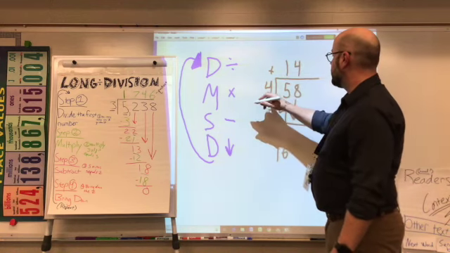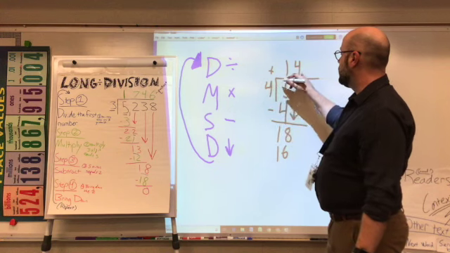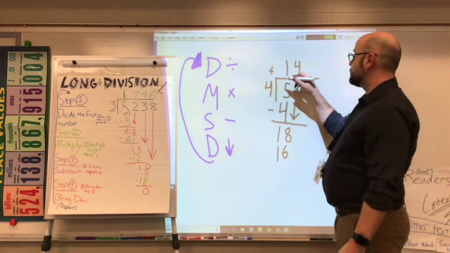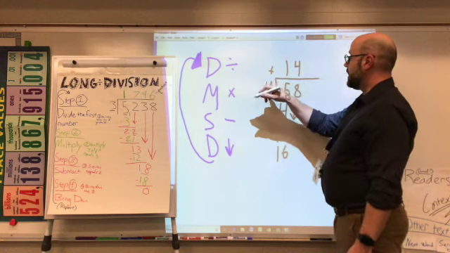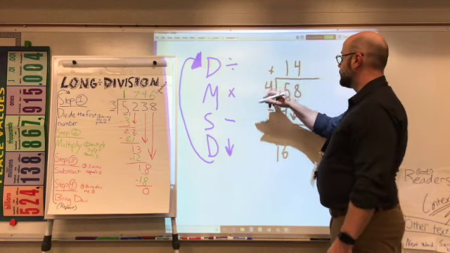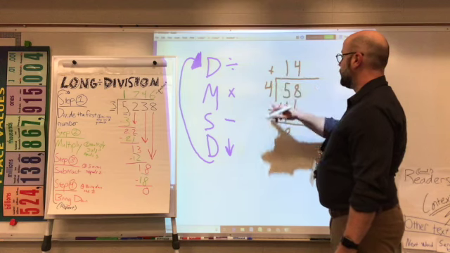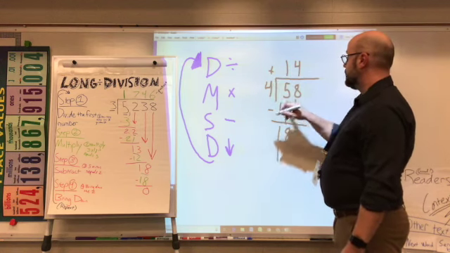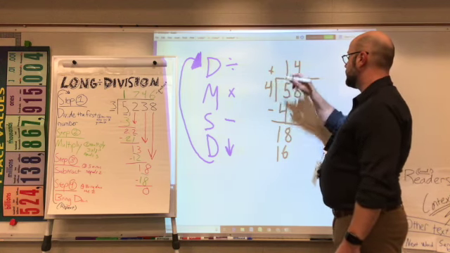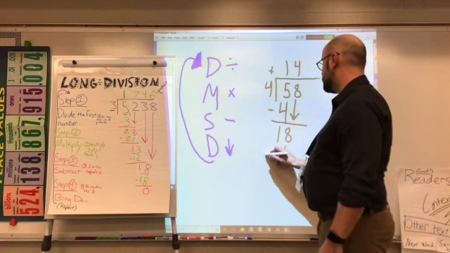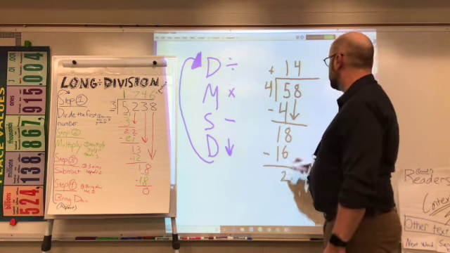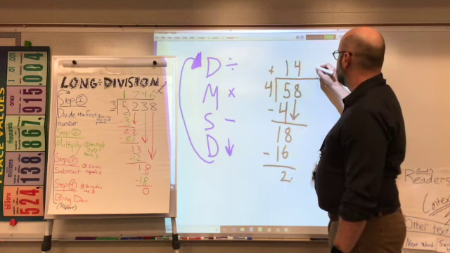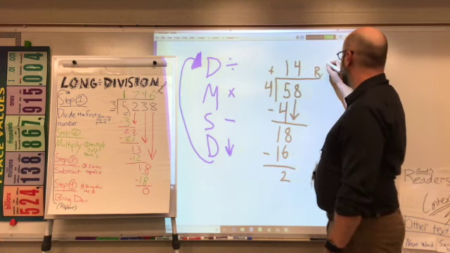So put the 4 up there, then you multiply 4 times the number you just put up there. You're not doing 4 times 14. You're not doing 4 times 1, then 4 times 4. You're just doing 4 times 4. You already did 4 times 1. Now you're over to the number in the 1 spot there. So 4 times 4, which is 16. Subtract it. 18 minus 16 is 2. So our quotient is 14, remainder 2.